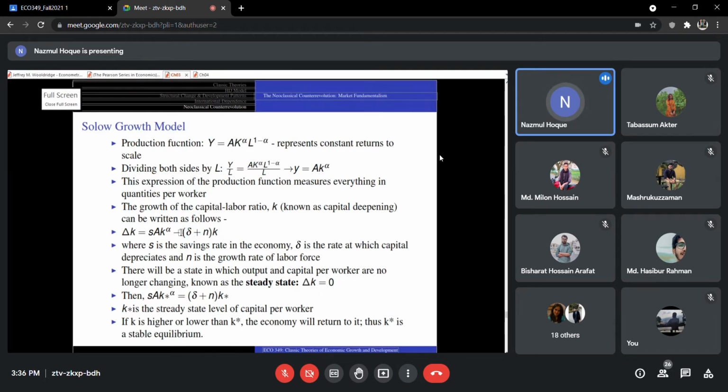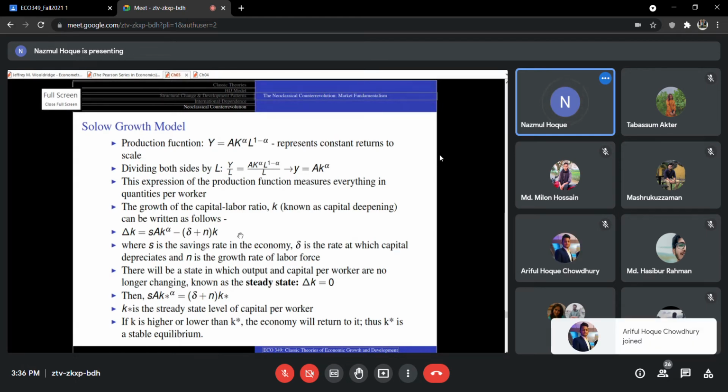Okay, so this equation is telling you the change in capital, which is basically your investment. The change in capital is net investment. So change in capital is equal to the total savings that you have minus the depreciated capital per person. So delta times k is the depreciated capital per person, and minus n times k is the necessary growth in capital per person for the population growth. Okay. So when the economy is in steady state, if you remember the steady state, change in capital per person is going to be equal to 0, and the other endogenous variables are going to remain unchanged in the steady state.